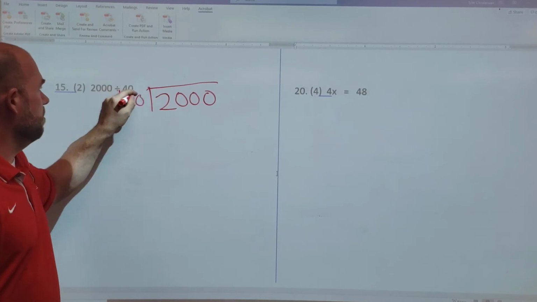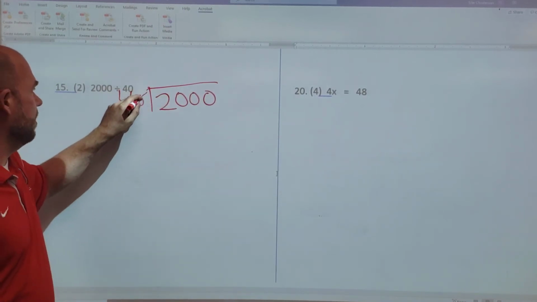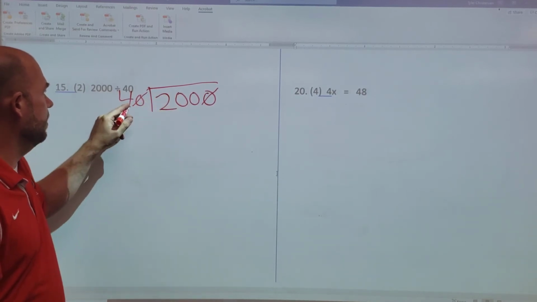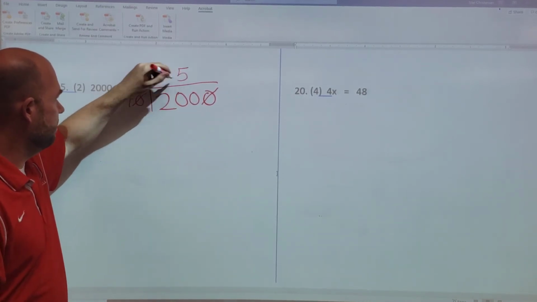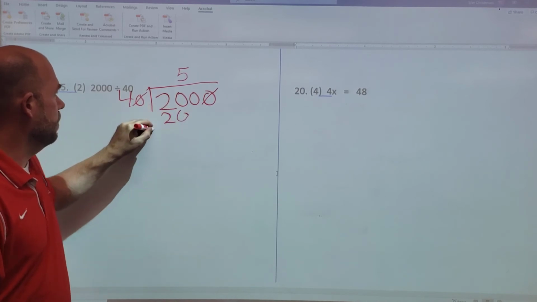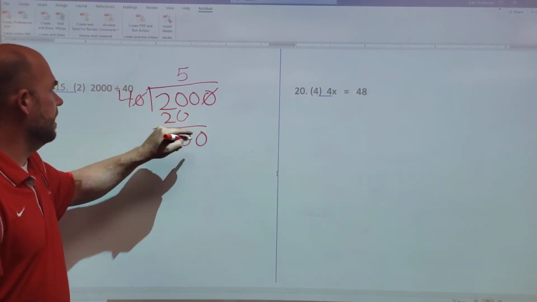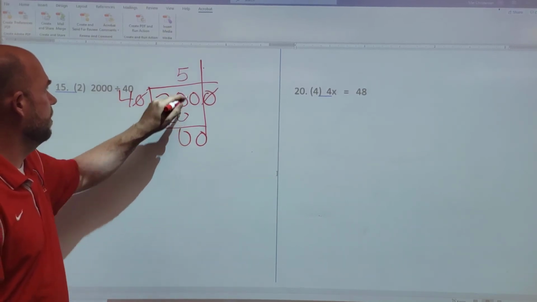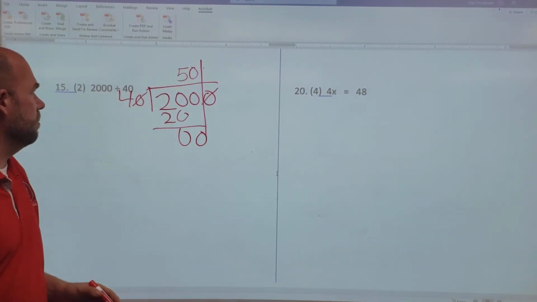Divided by 40. Remember, if there's zeros on both sides, you can cross one of them out. So it's really just the same as 4 divided by 200. 4 goes into 25 times, which gives us 20. And then we drop the extra 0. Remember, we're going all the way to the 200. 4 goes into 0 times. So our answer is going to be 50.